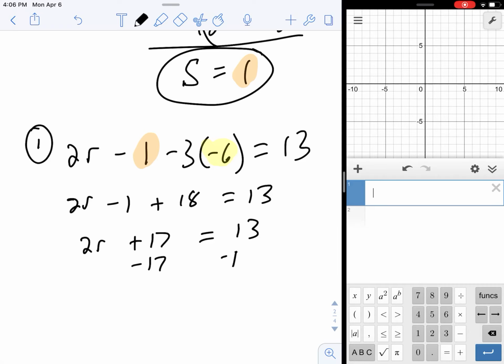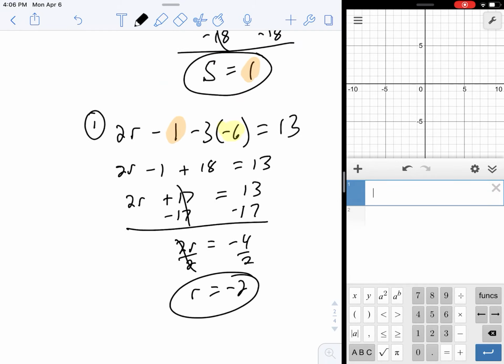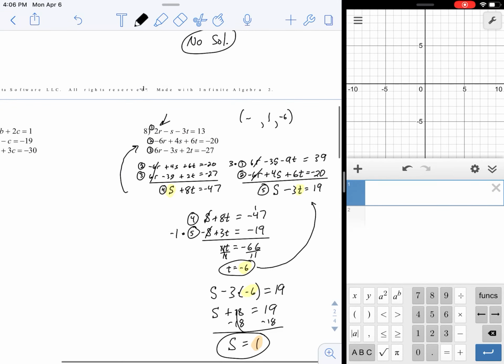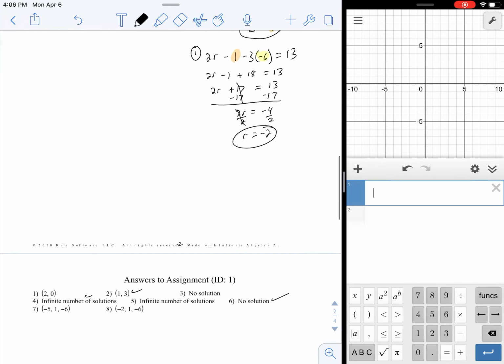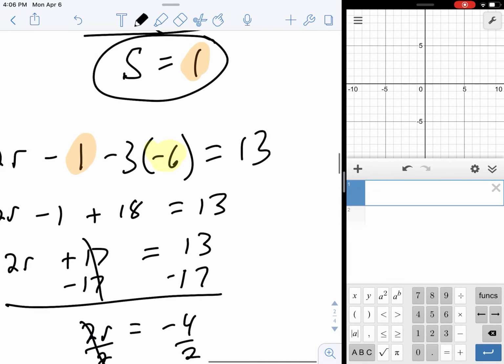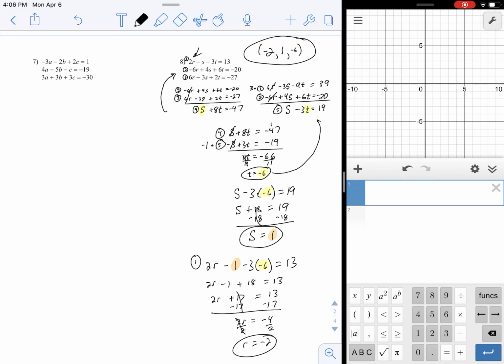Subtract 17 over. 2r equals 13 minus 17 is negative 4. And then divide by negative 2, or I'm sorry, divide by 2, you get an answer, which is negative 2. That is the third part of our ordered triple, negative 2. And let me check, negative 2, 1, negative 6, negative 2, 1, negative 6, right there. So this is the process for solving 3 equations in 3 variables.